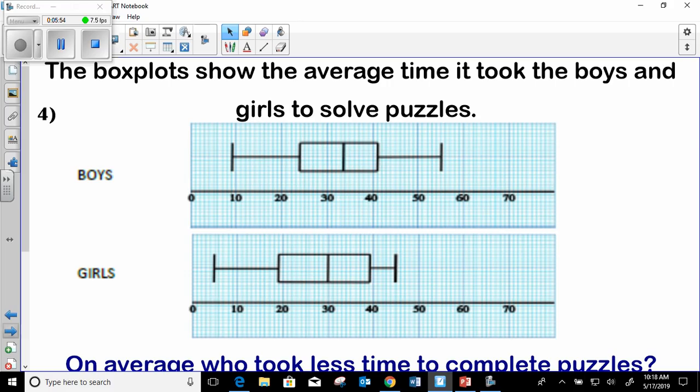Number 4. This box plot shows the average time it took the boys and girls to solve puzzles. So you have the boys on the top, the girls on the bottom. On an average, who took less time to complete the puzzles? And how do you know? Who took the least amount of time? So what's on the bottom? What is this? Those are the numbers. So who took the least amount of time? The girls.